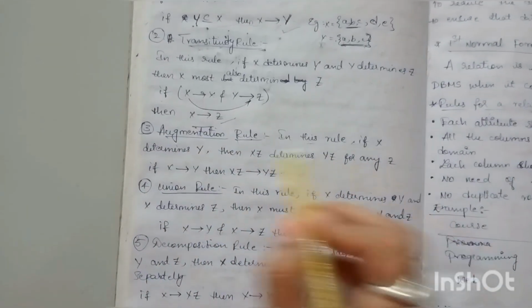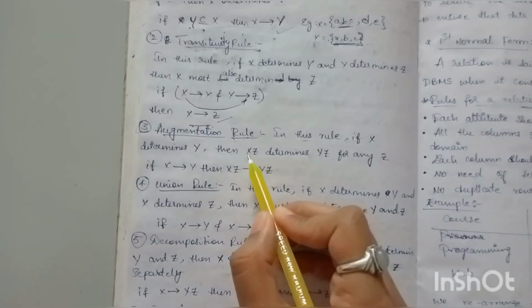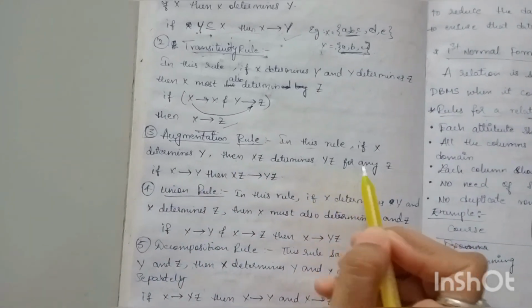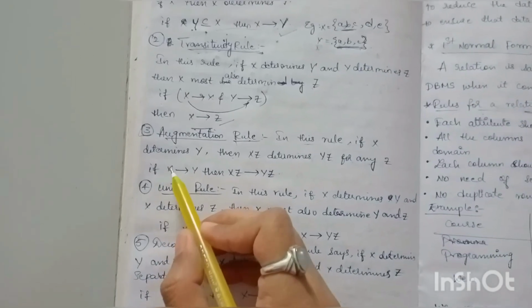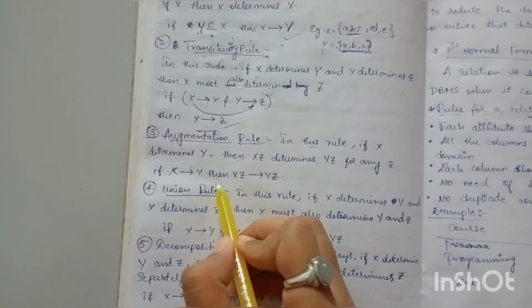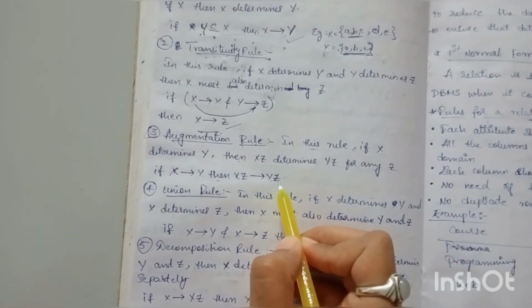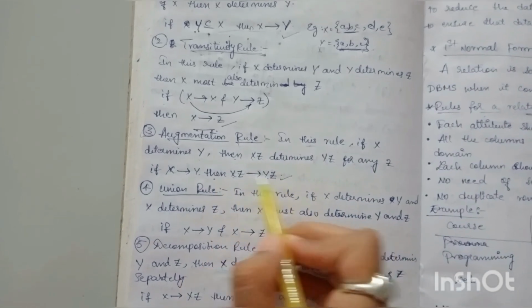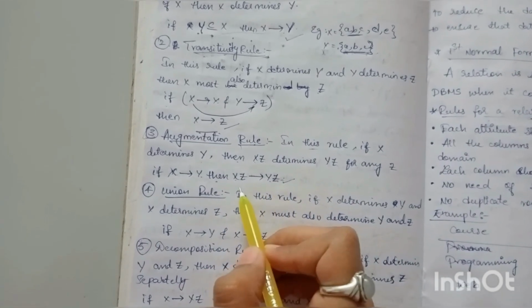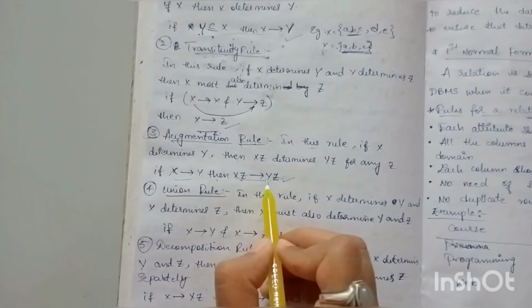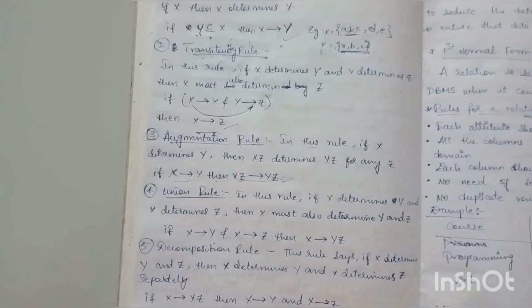Augmentation rule. In this rule, if x determines y, then xz determines yz for any z. That means if x determines y, then xz determines yz also exists. This is nothing but z applied on both sides. So if this exists, this will also exist. That is the augmentation rule.